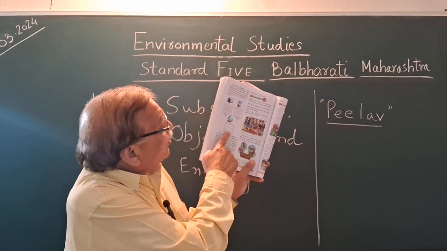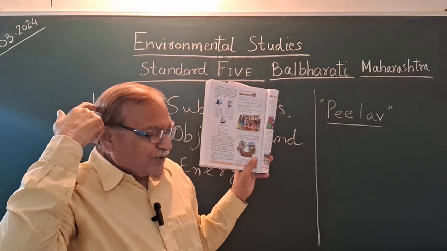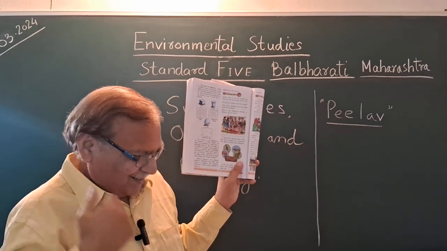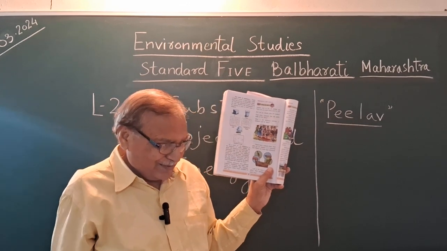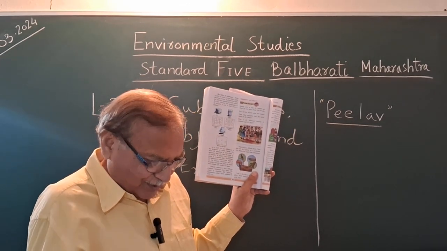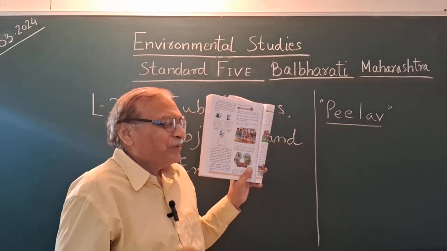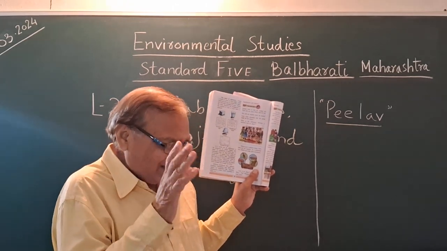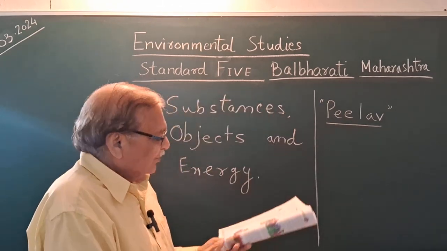In the gaseous form, see, like clouds. Clouds are formed from the water vapors. So they have particles far away from each other. Far away does not mean 1 kilometer, 2 kilometers. It means you cannot see with your eyes, but still they are far away. They are not touching each other. Okay.